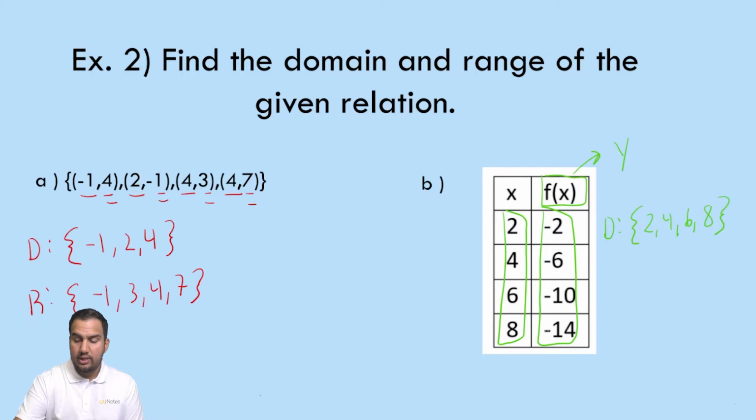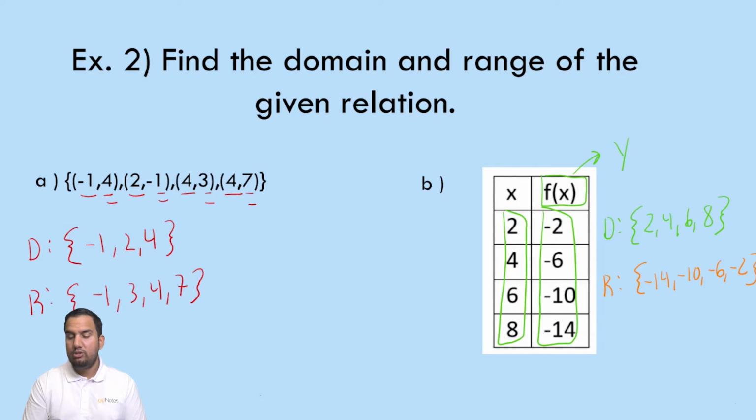And then range is going to be the next column, which is going to be, is it -2, -6? Nope, because hopefully you caught yourself. It has to go from least to greatest. So it's going to be -14, -10, -6, and -2. Close it. Do a better bracket. That was terrible. And that's it.